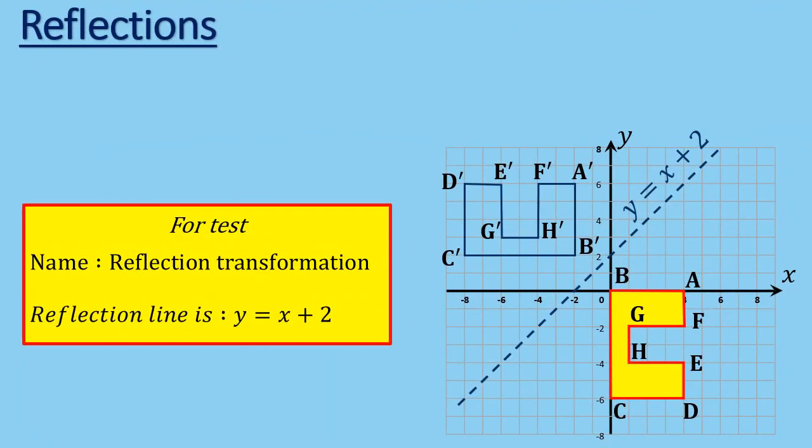Finally, when asked to describe a reflection transformation in a test, you must state that it is a reflection transformation and provide the mathematical equation of the reflection line, as shown in this example.